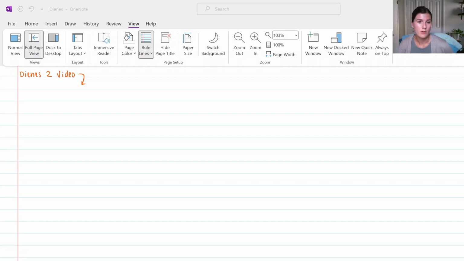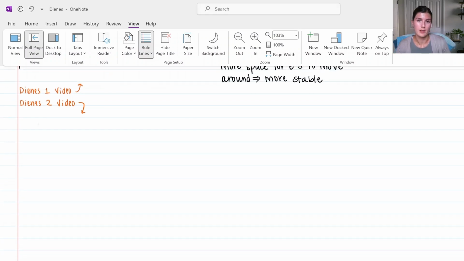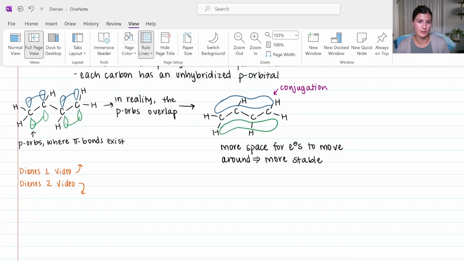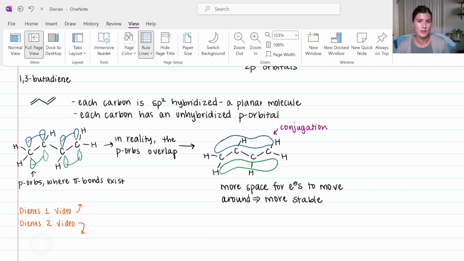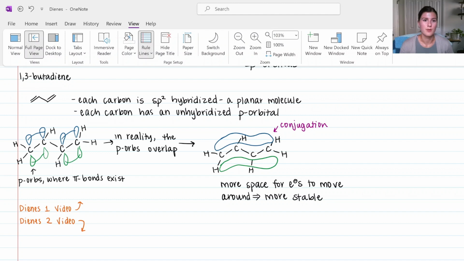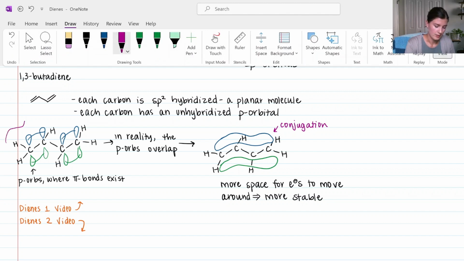In this video, we're going to continue talking about dienes, and I actually want to first look back at something we covered in the previous video, the dienes 1 video, when we were looking at 1,3-butadiene. And we said in this molecule, each carbon is sp2 hybridized, so each carbon has an unhybridized p orbital. And on the left side, over here, we drew that structure with the unhybridized p orbitals.